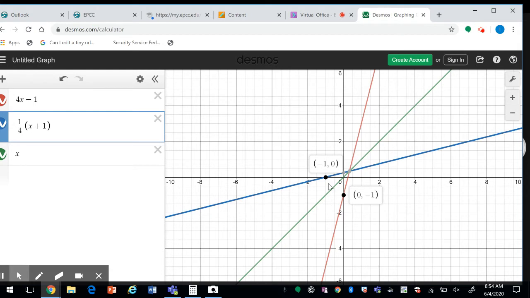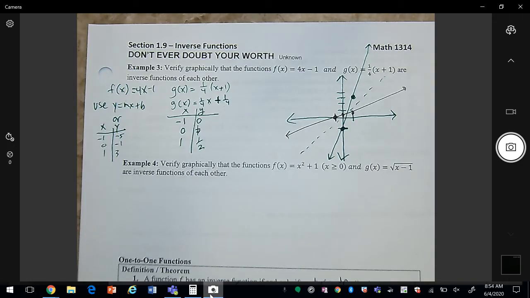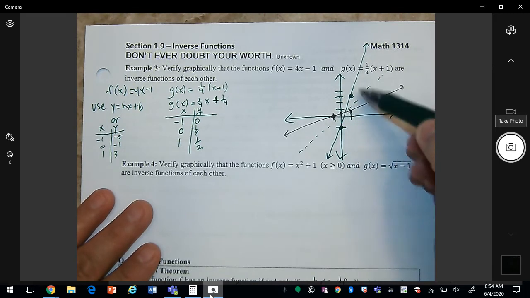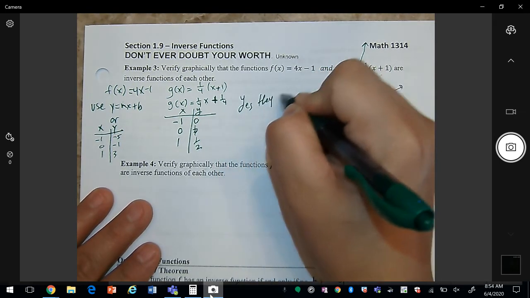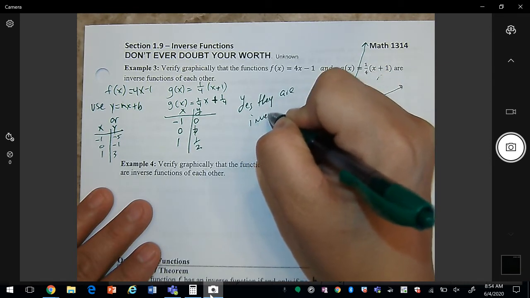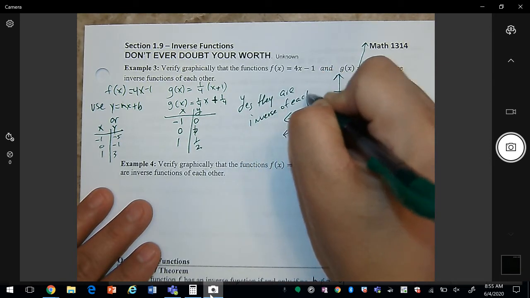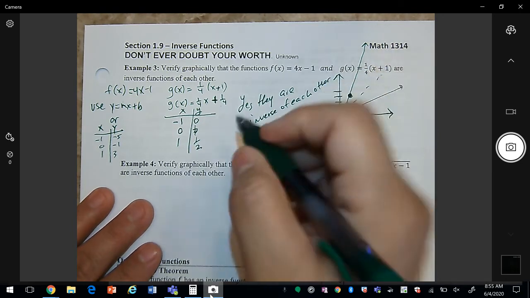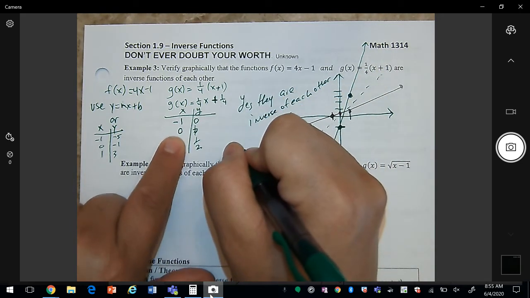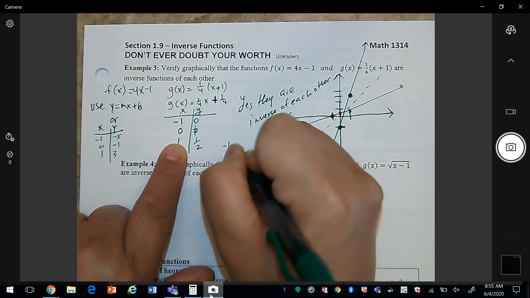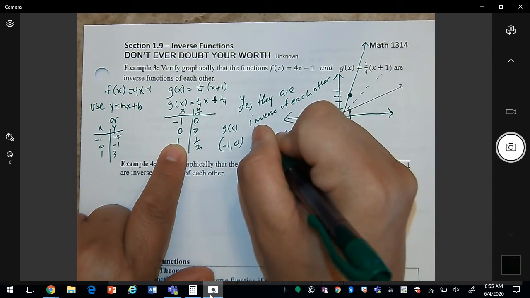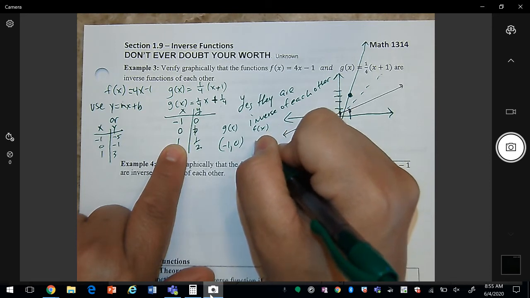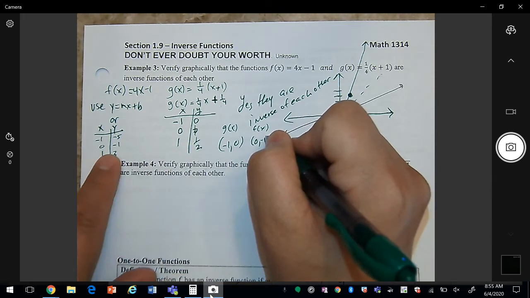Okay, so I'm going to draw this as a dotted line. And so you can see the graphs reflect on this dotted line. So we say yes, they are inverses of each other. And again, you can pick a point like this one here, -1 and 0. This is for g of x, and for f of x, it would be 0, -1, which is on the graph.